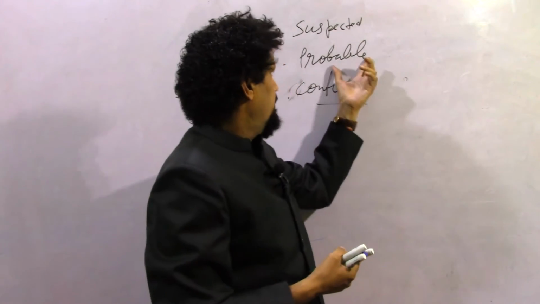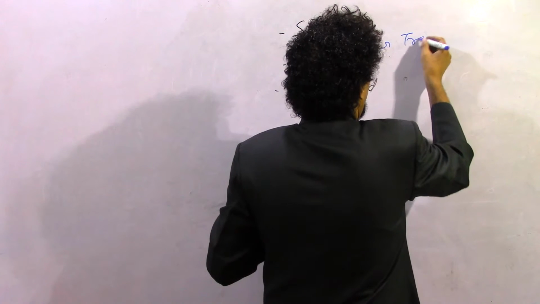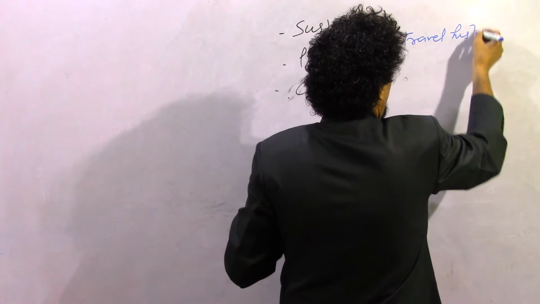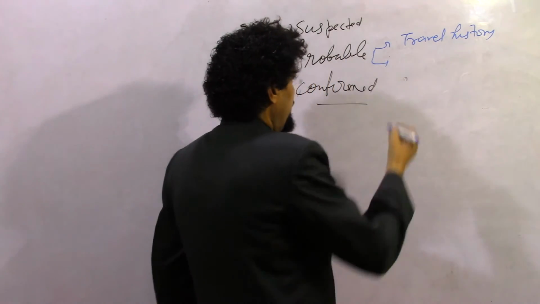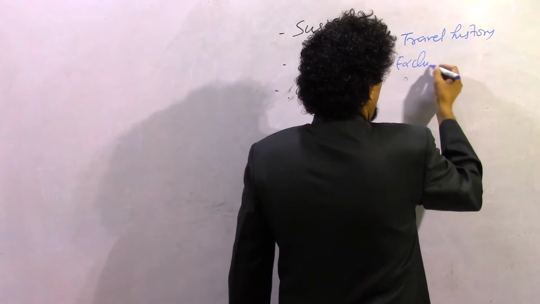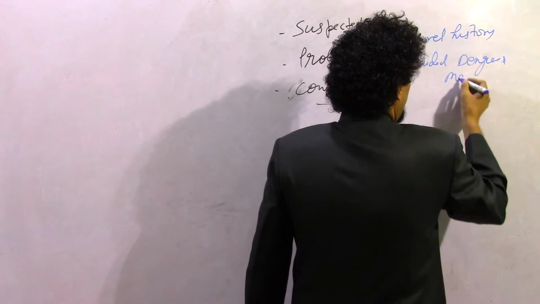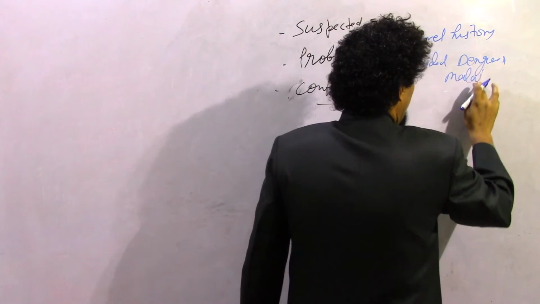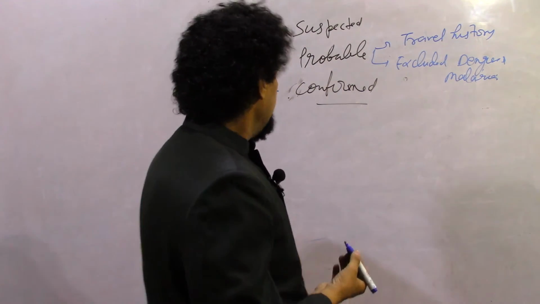But when the patient is having all signs and symptoms of the suspected case plus travel history, and the dengue and malaria have been excluded, dengue and malaria or other viral and bacterial infections, these cases are known as probable cases.